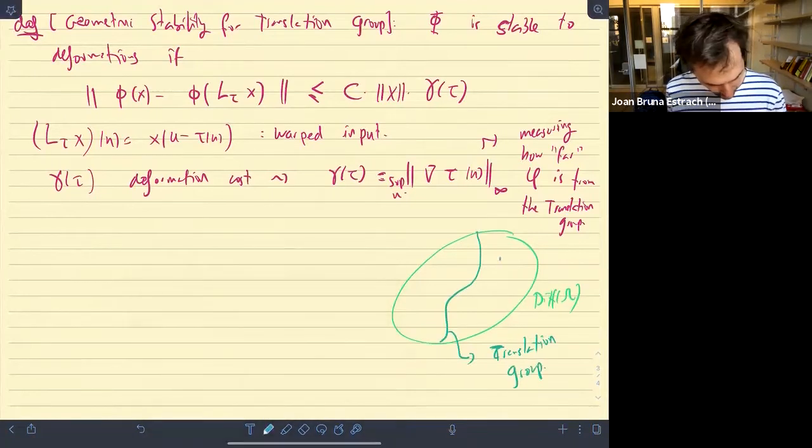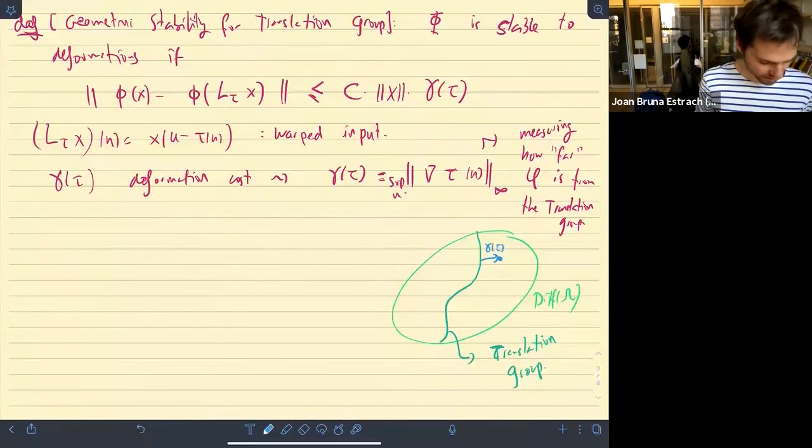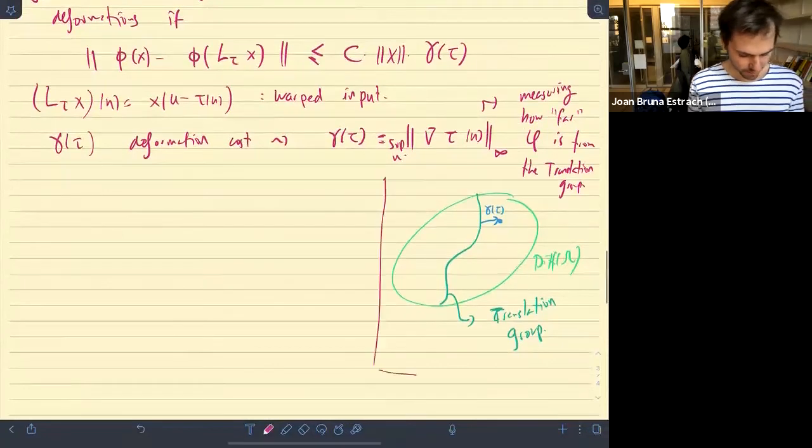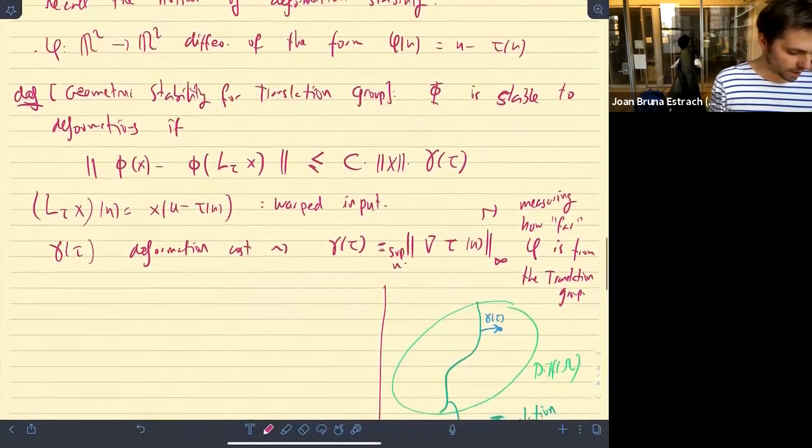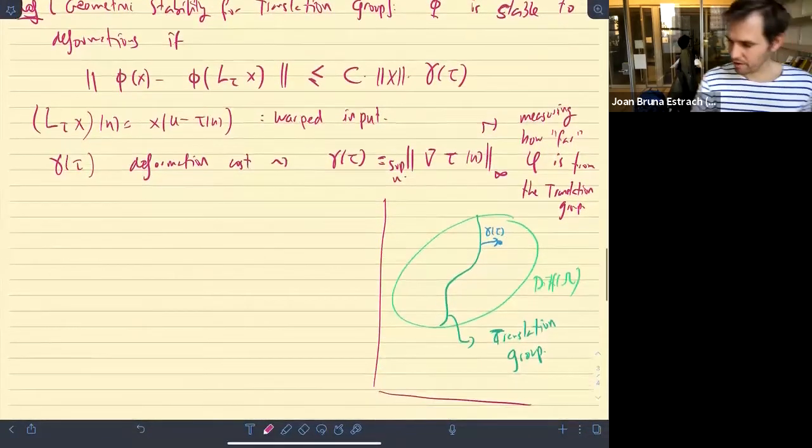So morally, we have a point, a diffeomorphism. This distance here is what is measured by this quantity, right? That's the intuitive idea. Okay, so these are just things that we saw last week.